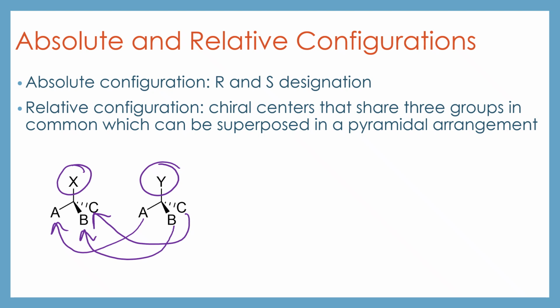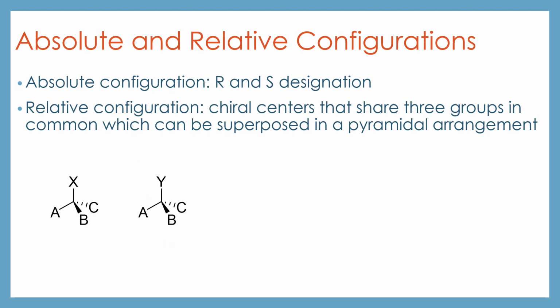This may not be the same absolute configuration though, because depending on the molecular weights of X and Y, it's possible that X is the lowest priority atom on this molecule, but Y is the high priority atom. And that would change the absolute configurations so that they may actually have opposite configurations in these circumstances, even though they have the same relative configuration.